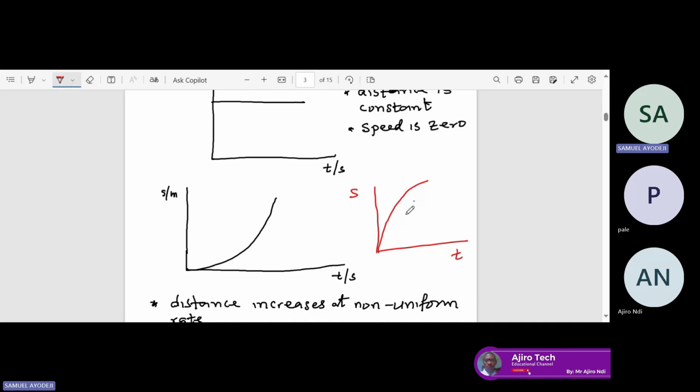That is, speed decreases. In fact, it can decrease to zero if it now becomes straight here. If it becomes straight now, look at it, it looks like this one. So from here upward, it becomes 0. So it looks like this one, and you can see the difference now.